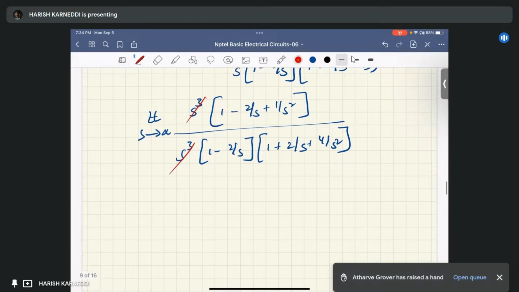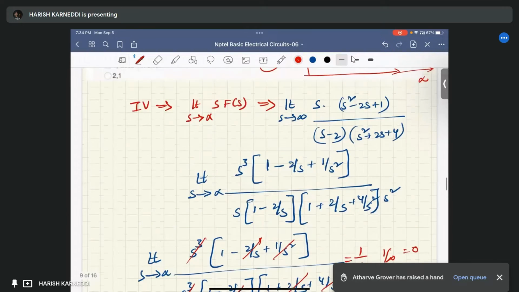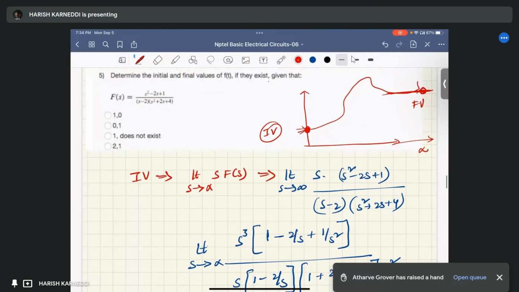If you substitute s equal to infinity, then 1 by infinity means it is 0, and it is going to be 0, and that one is 0. And the final value will be 1 by 1, it gives the limit. The initial value equals 1. It means the system starts with a value of 1.